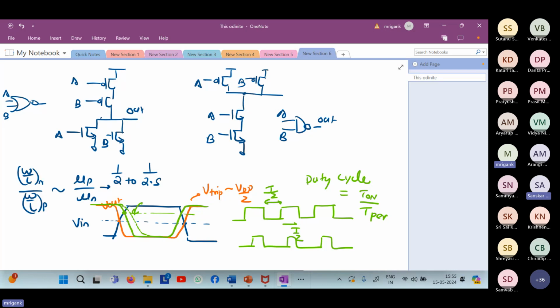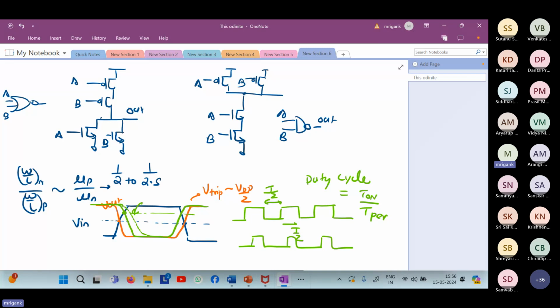Sir, can you explain this part very, very clearly? Can you explain after the rise time, fall time? I understood that the trip point is shifted and that the duty cycle is reduced. After that, can you explain the rise time, fall time?